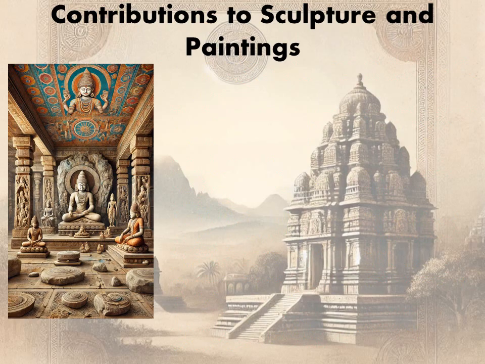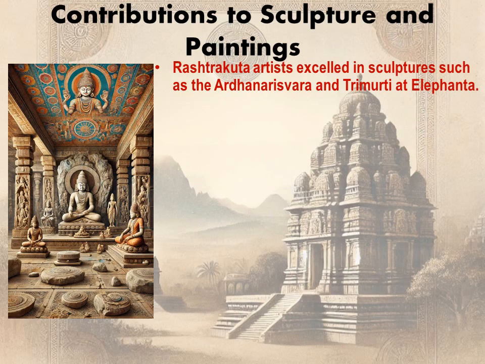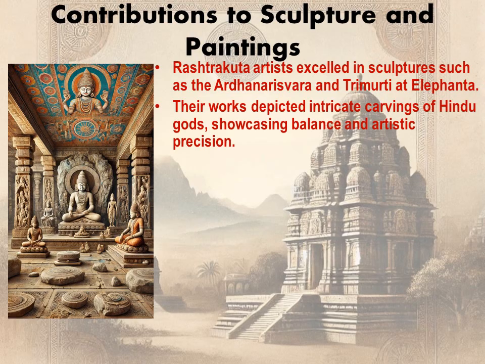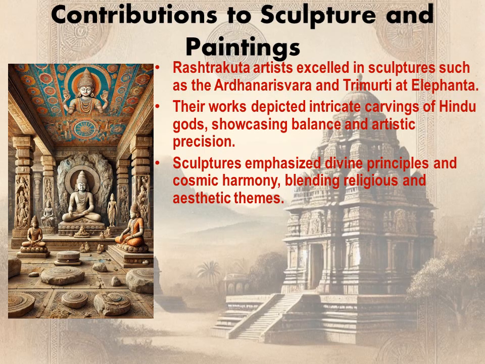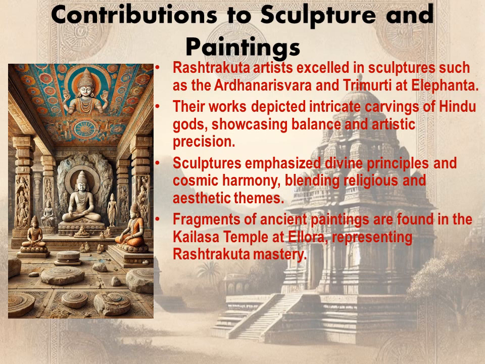Contributions to sculpture and paintings. Rashtrakuta artists excelled in sculptures such as the Ardhanarishvara and Trimurti at Elephanta. Their works depicted intricate carvings of Hindu gods showcasing balance and artistic precision. Sculptures emphasize divine principles and cosmic harmony, blending religious and aesthetic themes.